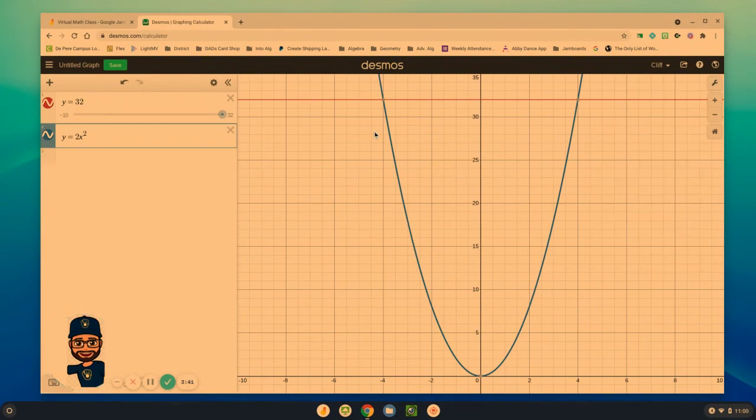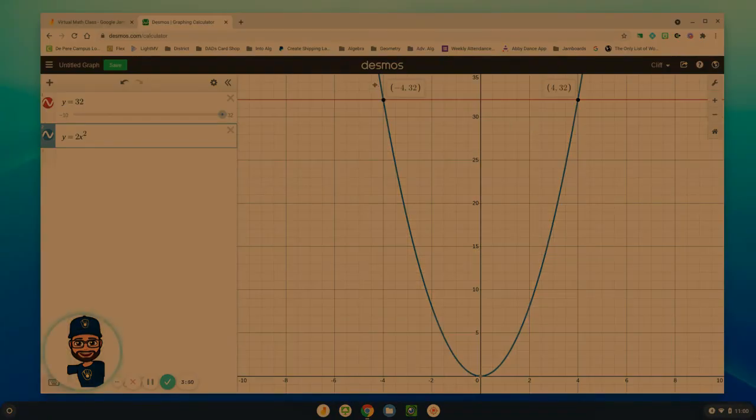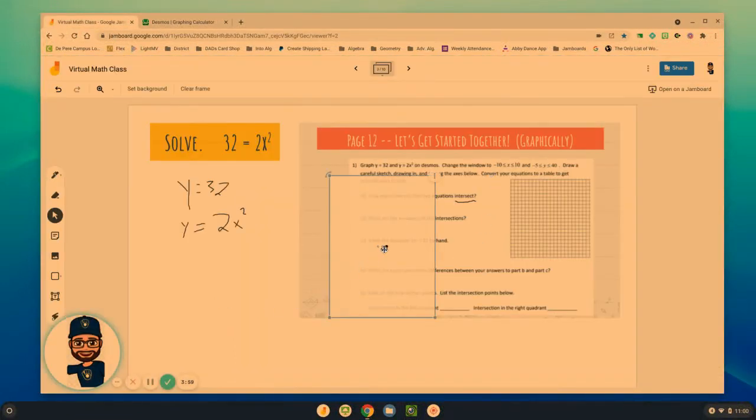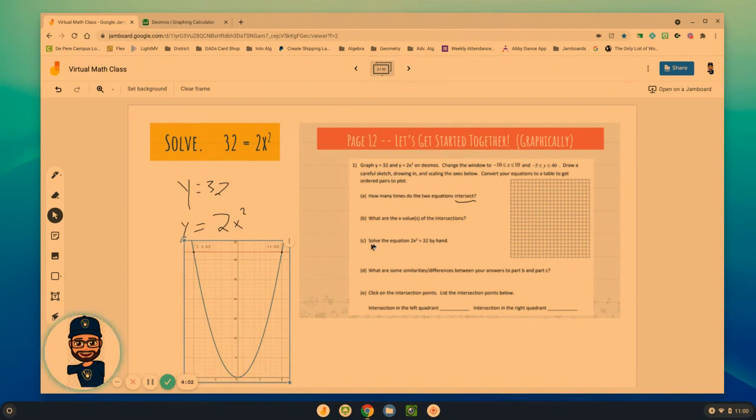So how many times do they intersect? They intersect twice. Where do they intersect? At those 2 points. So let's just take a quick picture of that and bring that over to our Jamboard for class notes. And let's paste it right here. How many times do they intersect? Twice. What are the x values of the intersection? Well, the x values are negative 4 or positive 4.